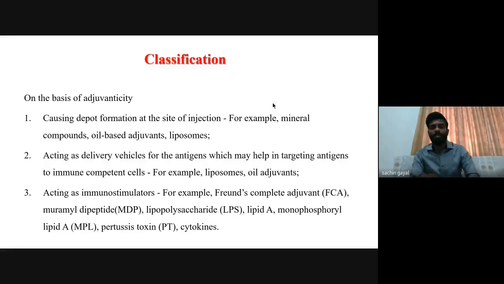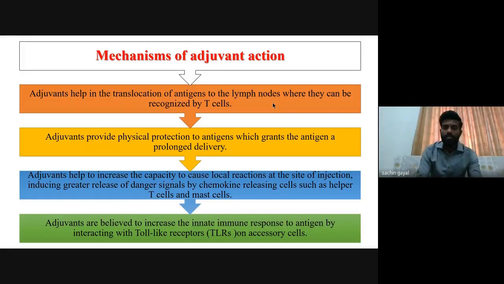This is the classification on the basis of adjuvancy. It is mainly classified into three types: causing depot formation at the site of injection, acting as delivery vehicles for antigens, which may help in targeting antigens to immunocompetent cells, and finally acting as immunostimulators. This is the flowchart regarding the mechanism of action of adjuvants.